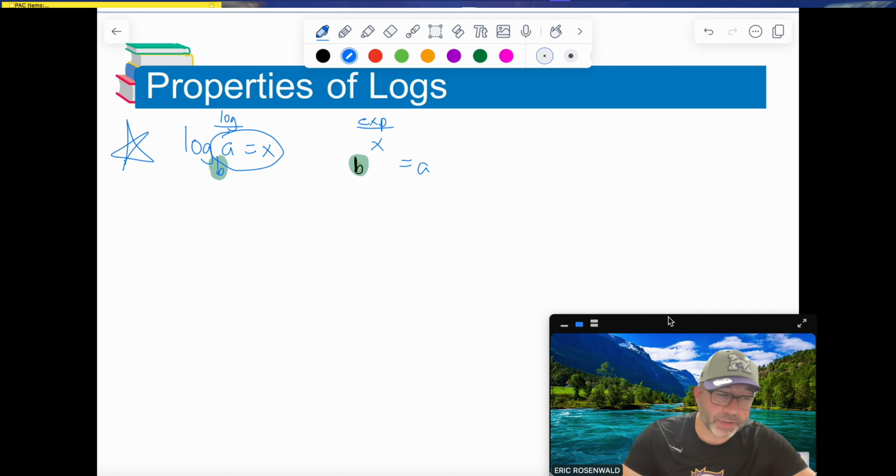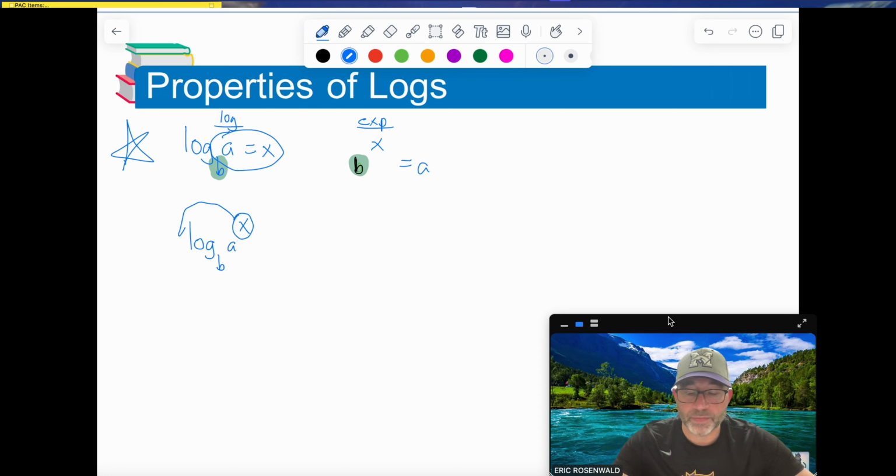The next property we need to know is if I have log base b of a is equal to x, okay, we can simply take this exponent that's right here and we can move it to the front. Okay, this is called a power rule. And that means that the simplified form for this would be x log base b of a.